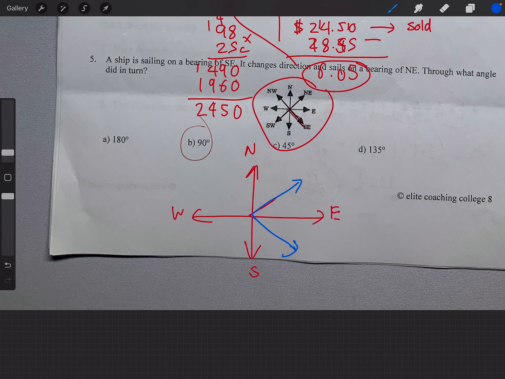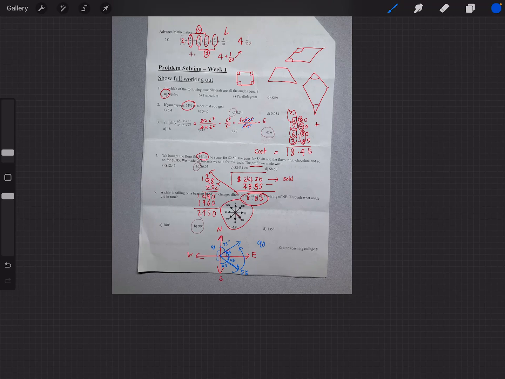Well, now remember that each of these angles is 90 degrees, from north to west, from west to south, and so on. Now southeast is halfway between south and east. So that means halfway between that is 45 degrees. That's another 45 degrees, and that's another 45 degrees. 45 degrees is half of 90. So to go from southeast to northeast, we're going to go 45 plus another 45. We went 90 degrees. We made a total of 90 degrees turn counterclockwise.